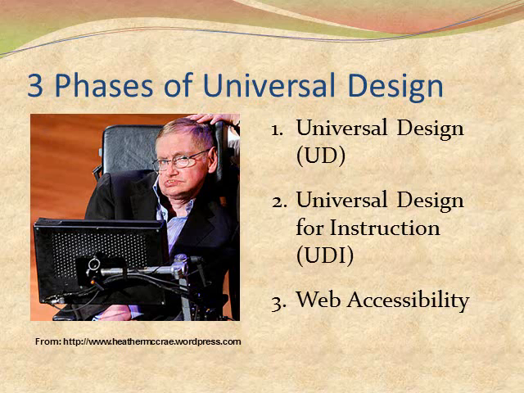This article presents 3 phases or progressions of universal design development. These will be discussed individually in the next slides, but they are 1. Universal design, 2. Universal design for instruction, and 3. Web accessibility.